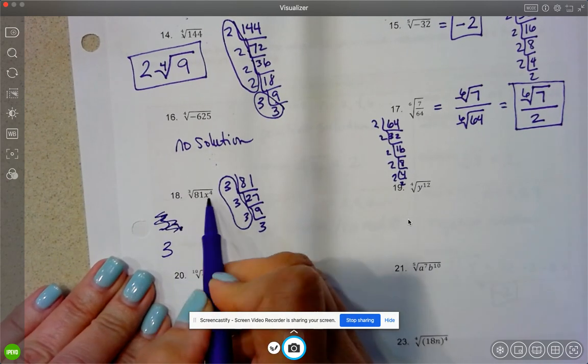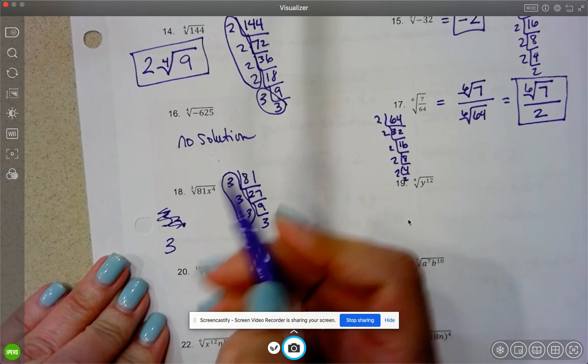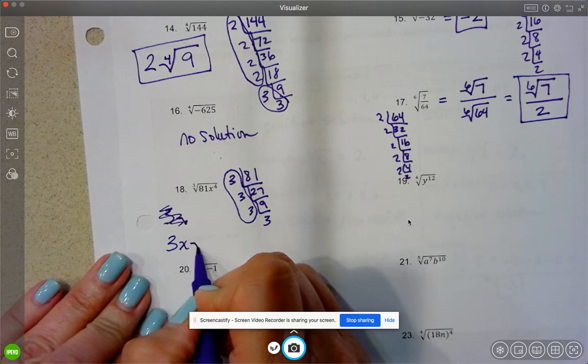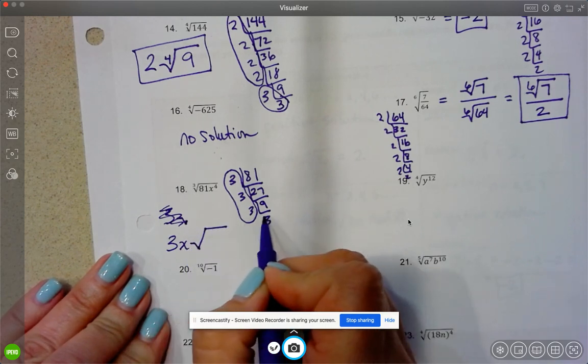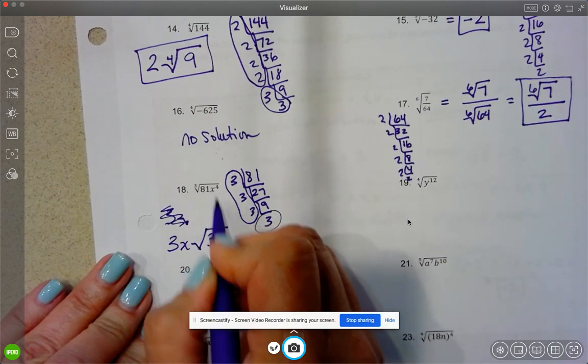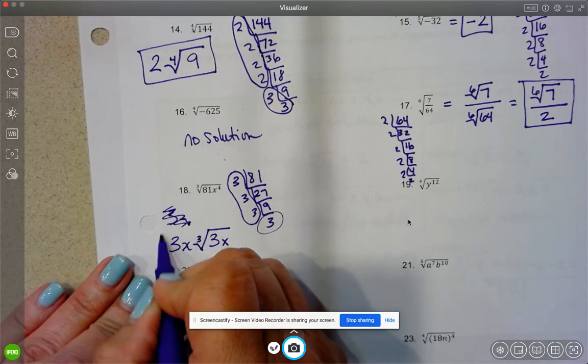And can I take a group of 3 x's out of this x to the 4th? Yeah, I have 3 x's in there. So I can take a group out. And then what I have left is this 3 on the bottom that was left over, and one of the x's in here. Because remember, I took 3 out. And I need to make sure I put my little 3 here, my index.